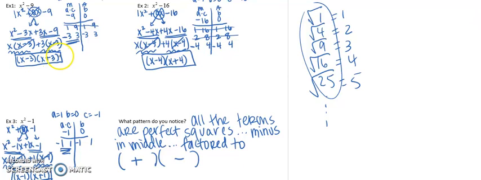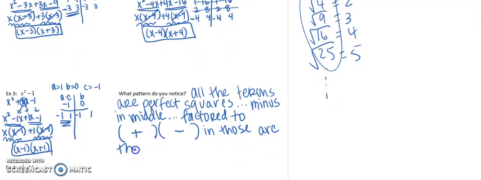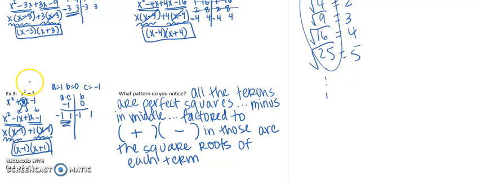And then look at the terms. The square root of x squared is x. The square root of 9 is 3. The square root of x squared here is x. The square root of 16 is 4. The square root of x squared is x. The square root of 1 is 1. So what went into these parentheses are the square roots of each term. This is called the difference of squares. So they're both squares and there's a minus sign. A minus means difference. So that's why it's called the difference of squares.